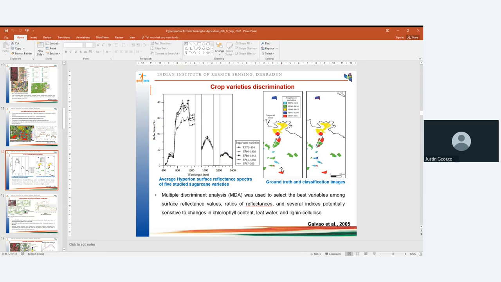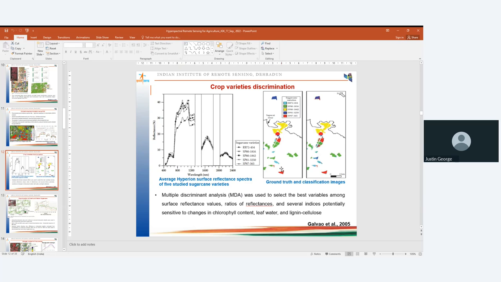Because in the majority of these classifications, what people do is, you have n number of bands. Suppose you start from 400 to 2500 nanometers. Even if you have every 10 nanometer interval, you will have around 250 to 260 bands. After removing all the unwanted bands and errors, you will end up with around 150 to 200 bands. These 150 to 200 bands are nothing but the variables. These are the main predictor variables for your classification or the regression models.